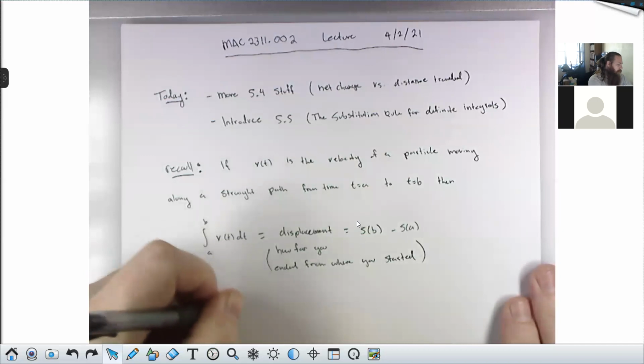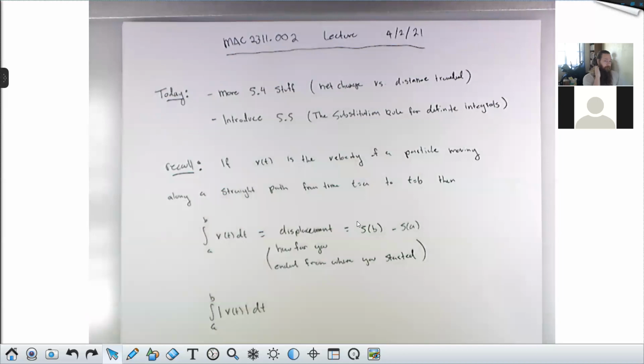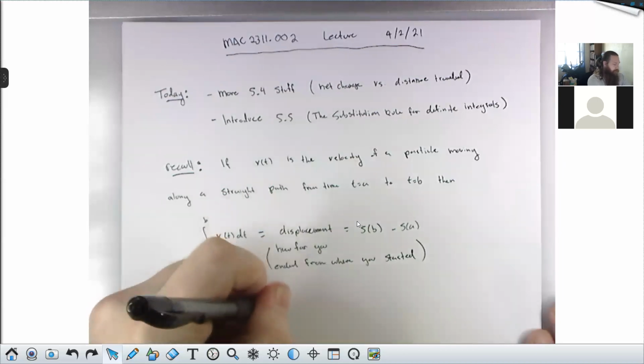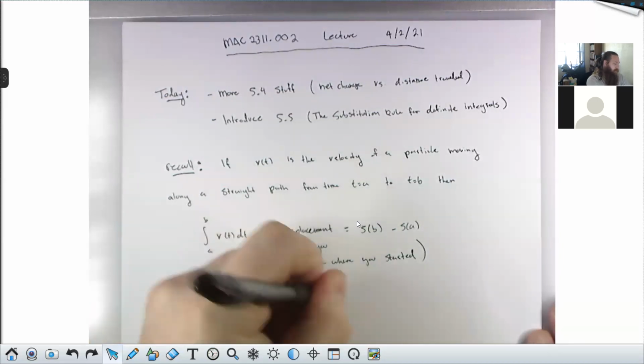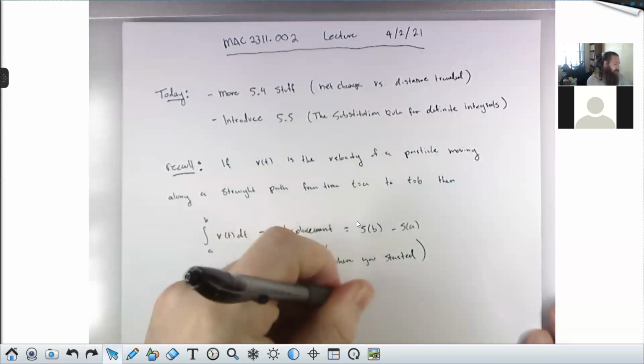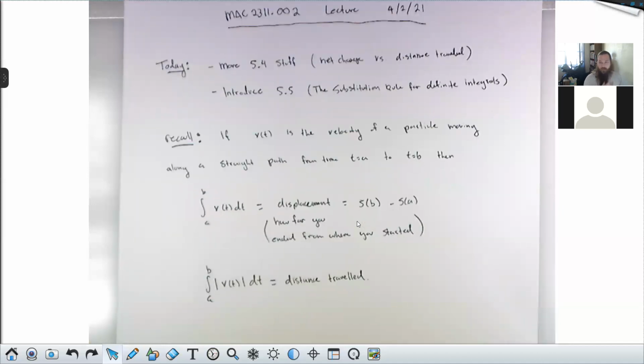you have to integrate the absolute value of the velocity function. This is equal to the distance traveled. And unfortunately, it's not as simple as saying it's just S of B minus S of A. That's just not true. But this is the distance you travel. And when you talk about arc length in Calc 2, you'll see a nifty connection between these two things, specifically when you talk about arc length for parametric curves.